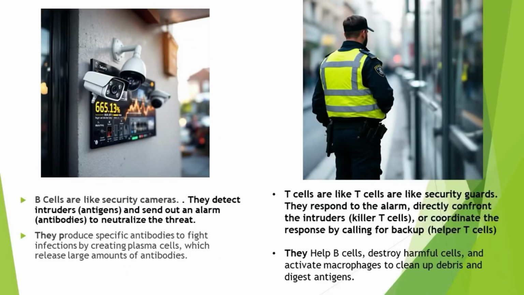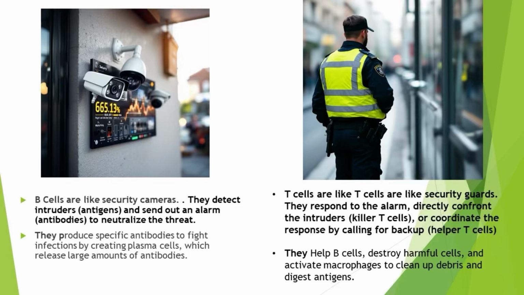Breaking down those B and T cells a smidge more for those of you who need that. The B cells, think of them like the security cameras. So they are detecting the intruders, in this case the antigens, and they're sending out an alarm, or the antibodies, to neutralize the threat. They're producing the specific antibodies to fight infections by creating the plasma cells, which release large amounts of antibodies.